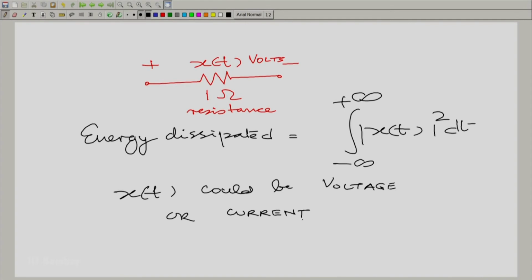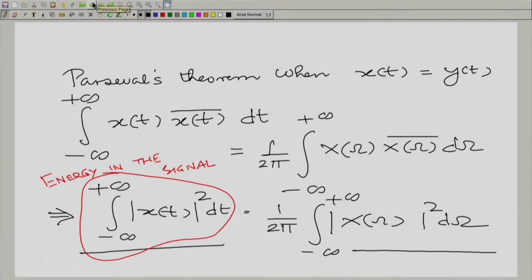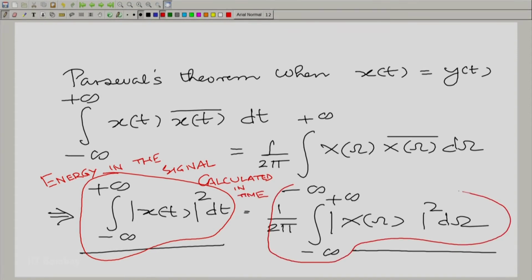But what Parseval's theorem says, and that we go back now to see, is that the energy that you see as calculated in time, as you would normally do, so we must qualify this, we must say this is calculated in time, is equal to the energy as calculated in frequency. That is a new concept we are bringing. This is the energy calculated in frequency, or calculated from the frequency axis.